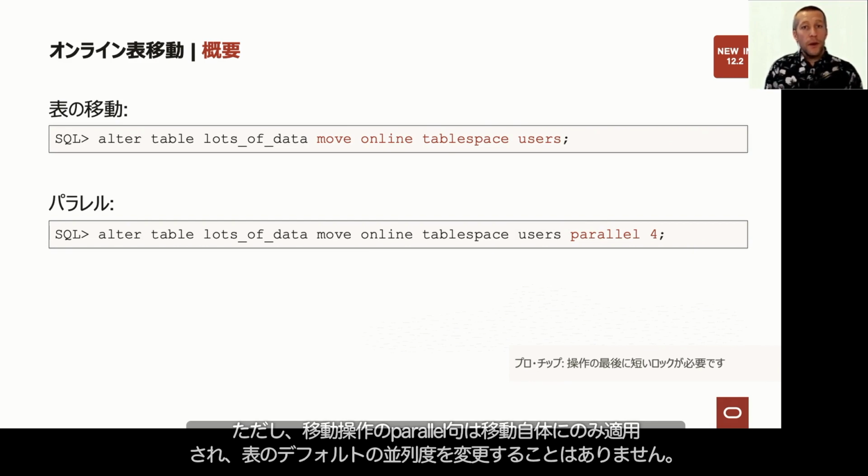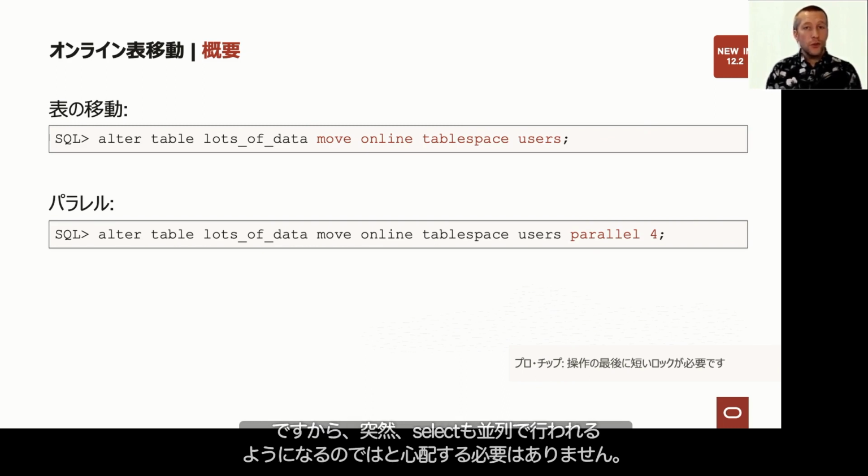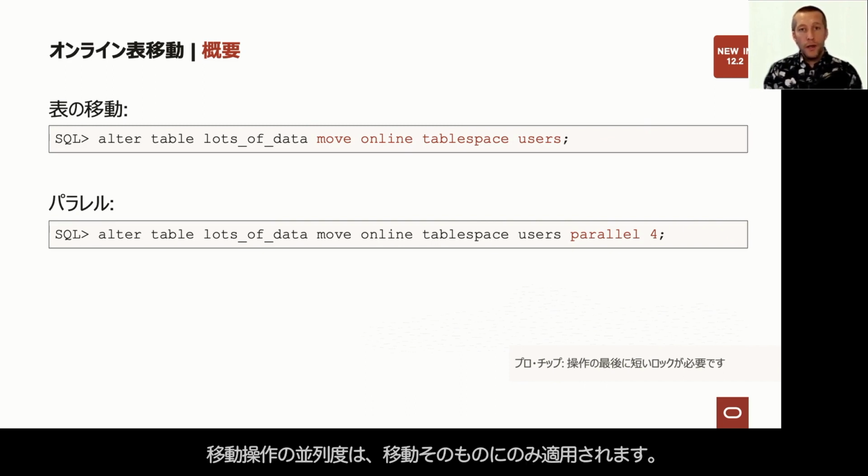Now the parallel clause on the move operation only applies to the move itself. It doesn't change the default parallel degree on the table, so you shouldn't worry that all of a sudden now your selects will happen in parallel as well. No. Parallel on the move operation only applies to the move itself.